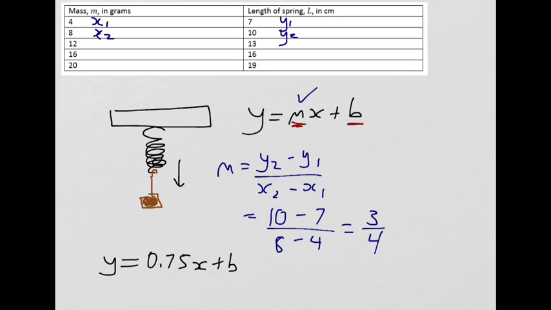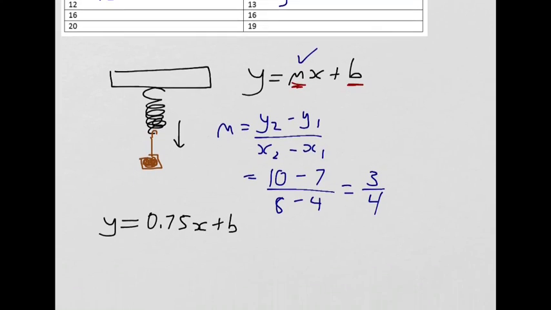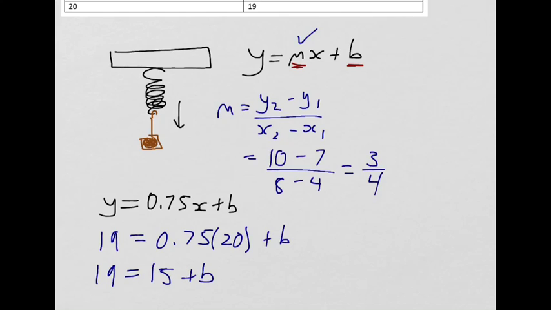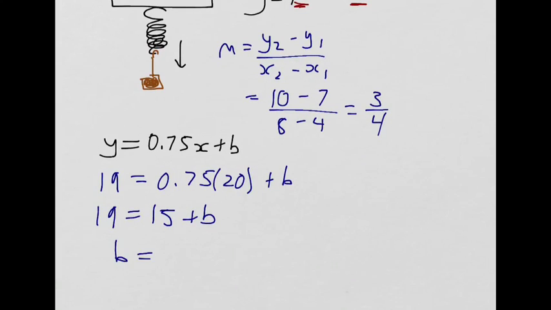I can't graph it yet because I don't know what B is. Right? I've got 4 points, 4 candidates here that I can put into my equation. It doesn't matter which one I use, they will all tell me the value of B. So let's use the big one. So 19 equals 0.75 times 20 plus B. So 0.75 times 20 is how much? 15. Plus B. So B is equal to 4.